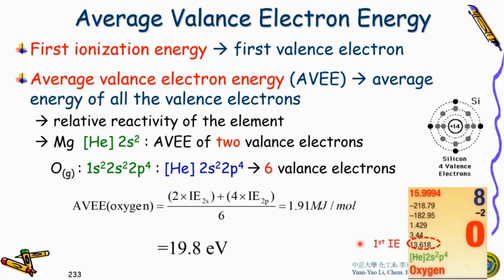Okay, and this is the number in the periodic table, and for this is first ionization energy, which is different. Some of the numbers in the periodic table tell you first ionization energy. Some of the numbers in the periodic table tell you the AVE, average valence electron energy. So you need to realize it's different.